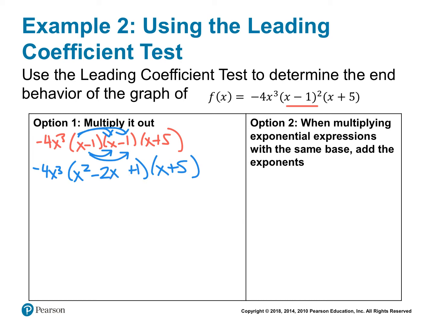Okay, now I can go ahead and apply multiplying this one out. So x squared times x is x to the third. x squared times 5 is positive 5x. And don't forget about this negative 4x to the third out front.